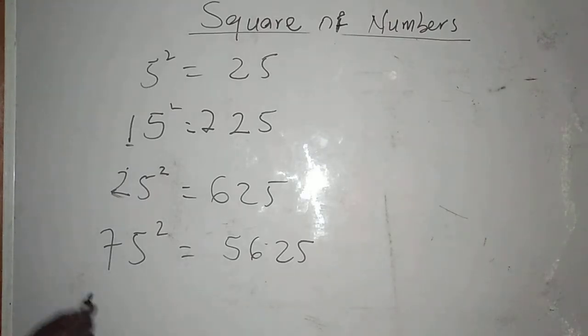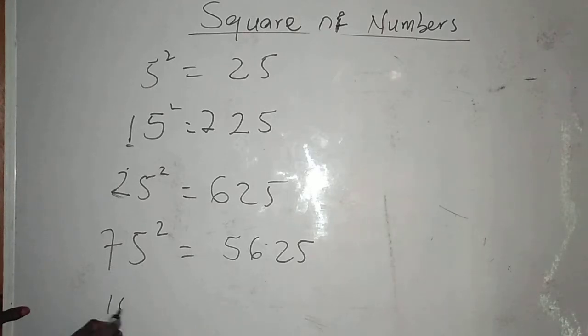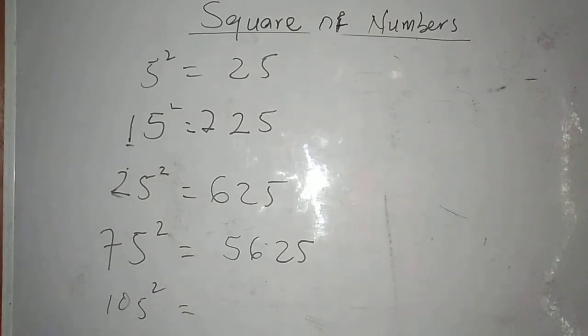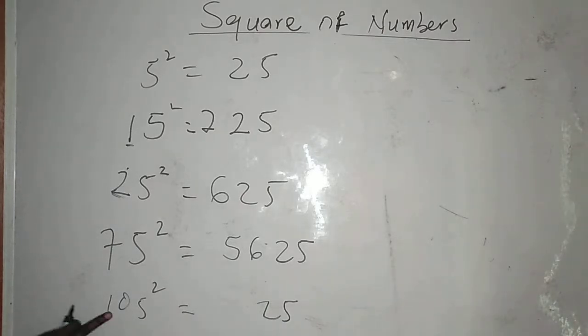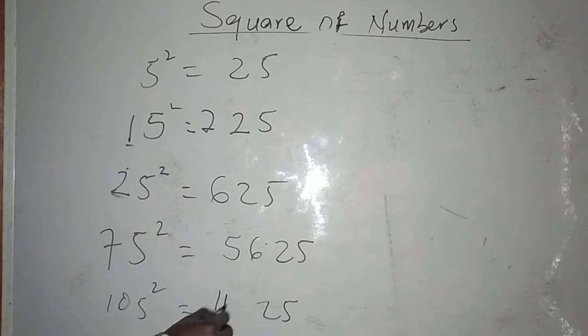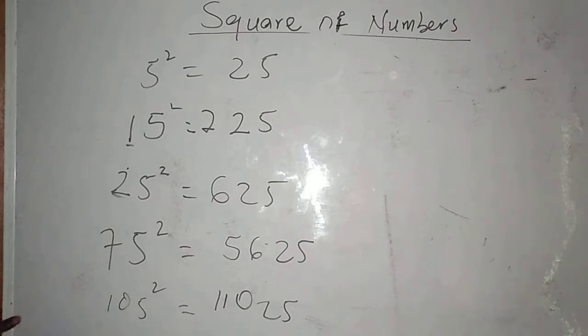Okay, if I have another number like this, 105 squared, I don't have a problem. It will surely end with 25. The number after 10 is 11. 10 times 11 is 110. That is my final answer. It means 11,025.